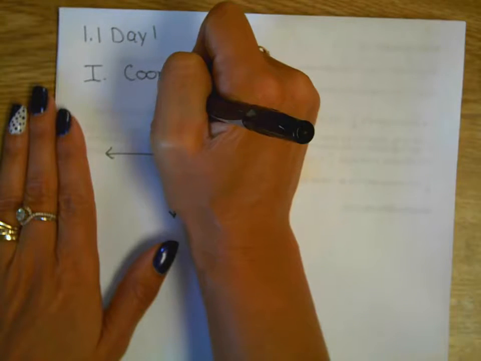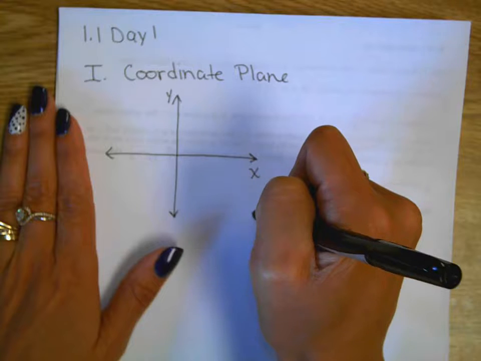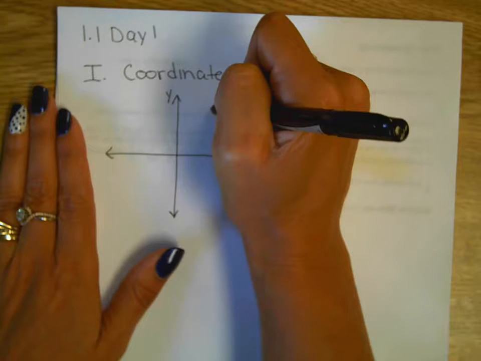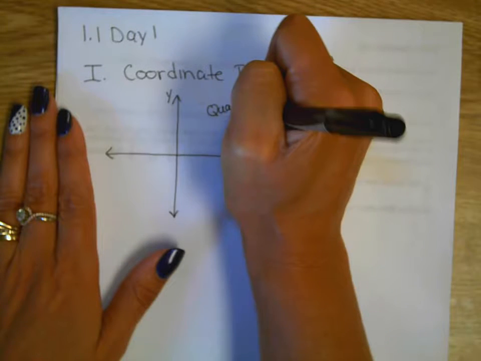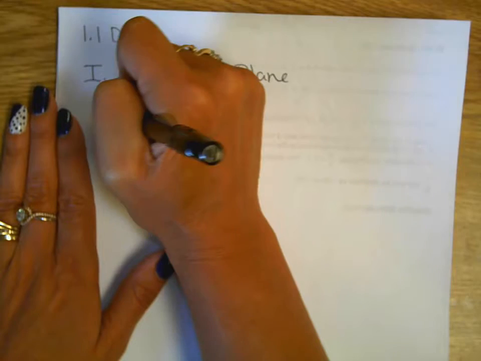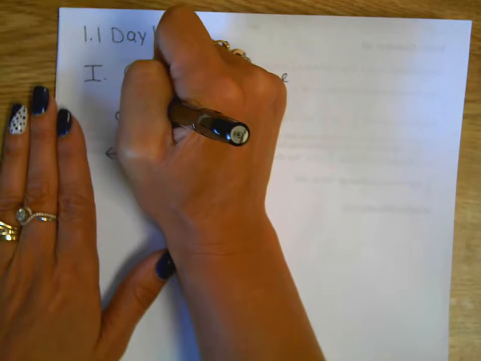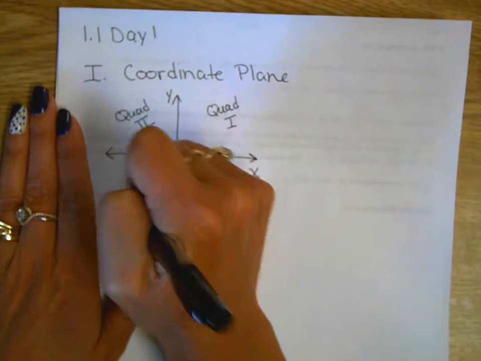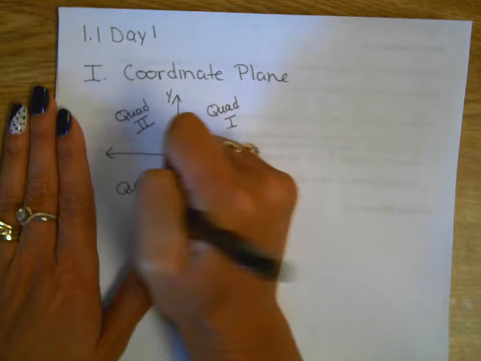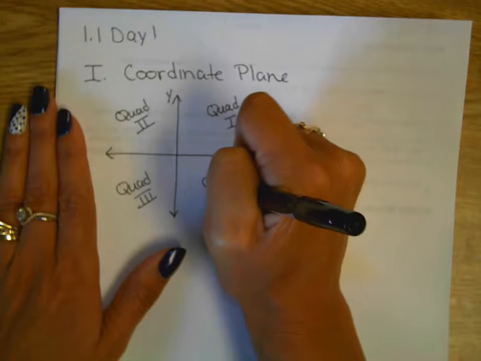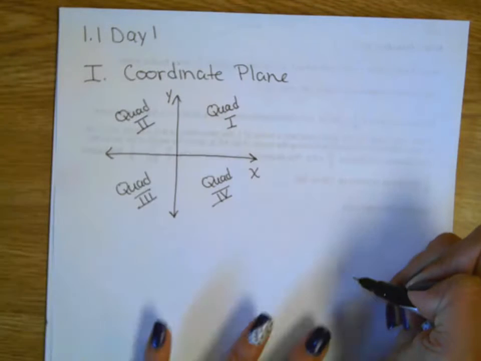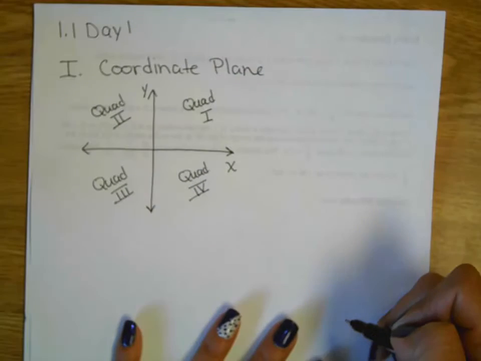X, Y. What are the 4 regions called again? Quadrants. Where do they start? Quadrant 1, and then go counterclockwise. Very good. Quadrant 1. Now go counterclockwise. Quadrant 2. Keep going counterclockwise. And finish with quadrant 4.